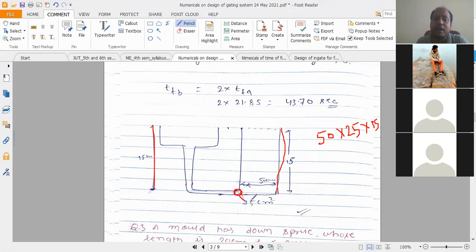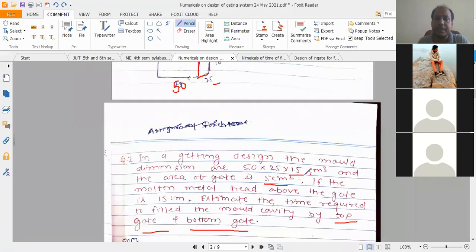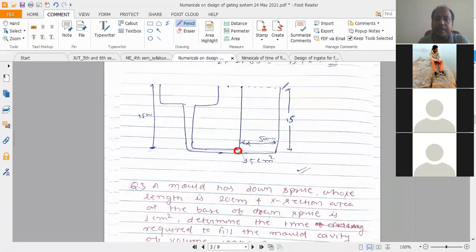Area of gate is 5 centimeter square. This is the 50 into 25, because it is a square portion, a rectangular portion. So this one is 50 into 25, and the height of the mold is 15 centimeter. Look at the question here, it is written 15 centimeter. So 15 centimeter is the height of the mold, and you see the total height from the base of the screw to the pouring basin. This means total height is also given 15 centimeter, and height of the mold, mold cavity, is also given 15 centimeter.